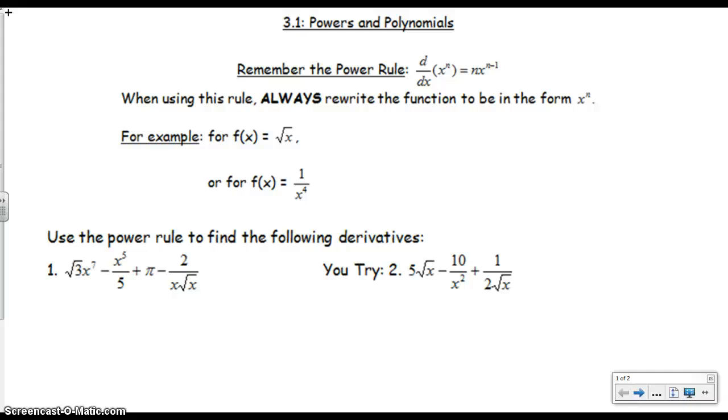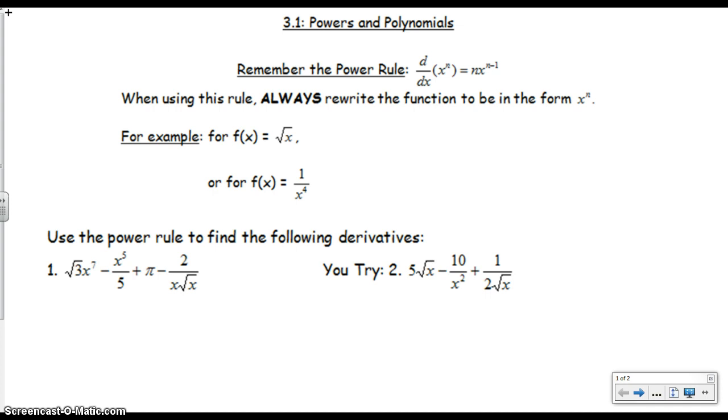In this video, we're going to look at the power rule, but with more complicated functions than what you're used to. Generally, we've been looking at x cubed, x squared, very simple polynomials, but the power rule can also be used for equations with radicals or equations where x is in the denominator of a fraction.